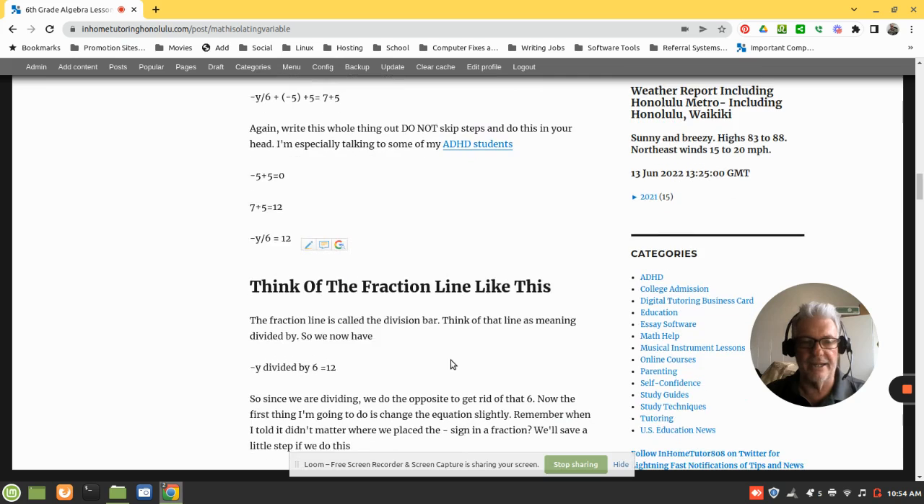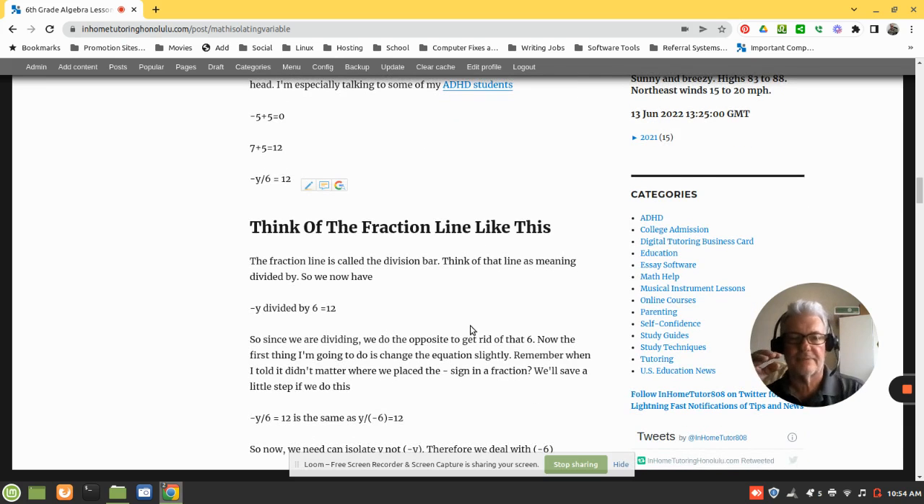Okay, and I think I already mentioned this, but that fraction line is called a division bar. So think of that as meaning divided by. You've heard me saying this already. So when you're thinking about solving this in your head, think about that line. Instead of saying negative y over 6 equals 12, think of it as negative y divided by 6 equals 12. Then you're going to get yourself an answer.